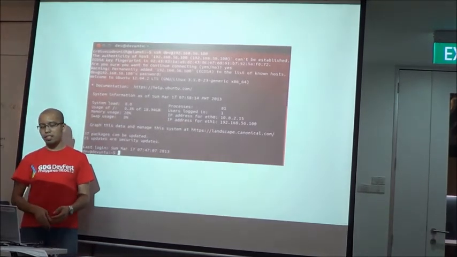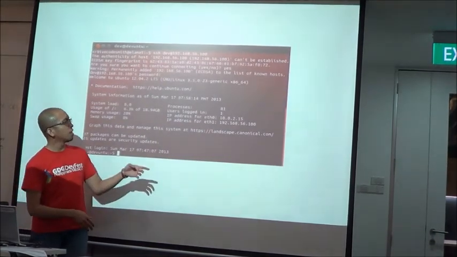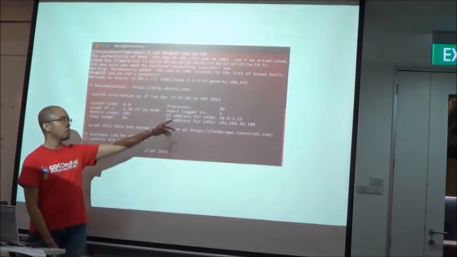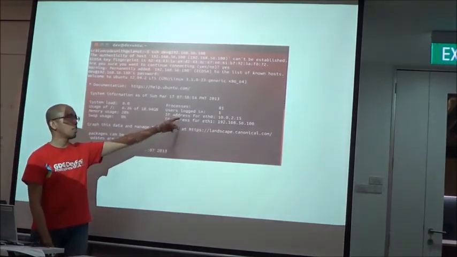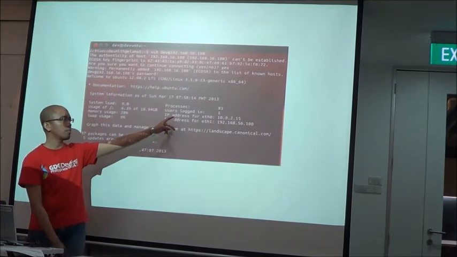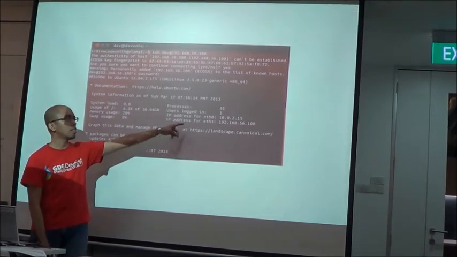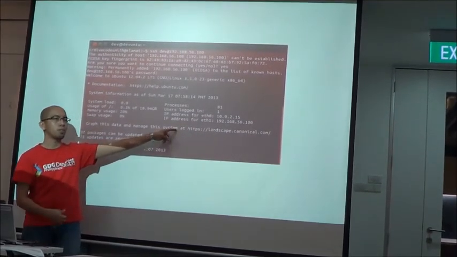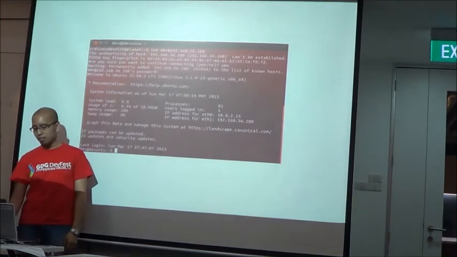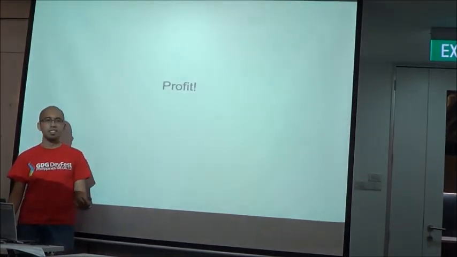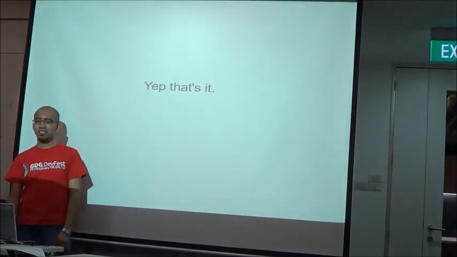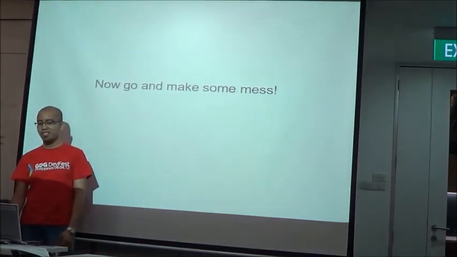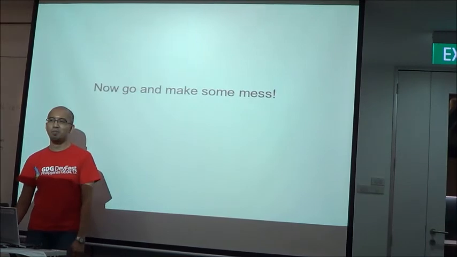If you try to SSH, you'll probably notice that there will be two IP addresses detected. This one is practically the local address of the virtual machine. Then this is the one that you are accessing from your host. Then profit. Yep, that's about it. And go on and make more mess.